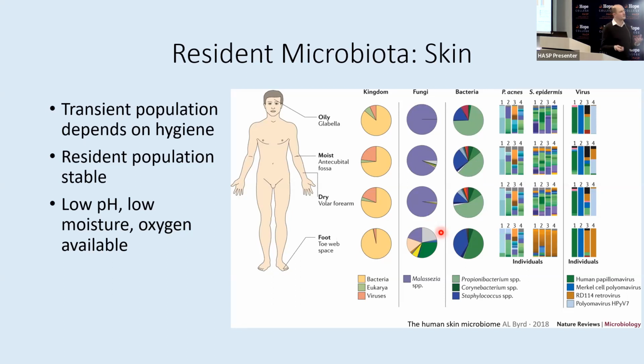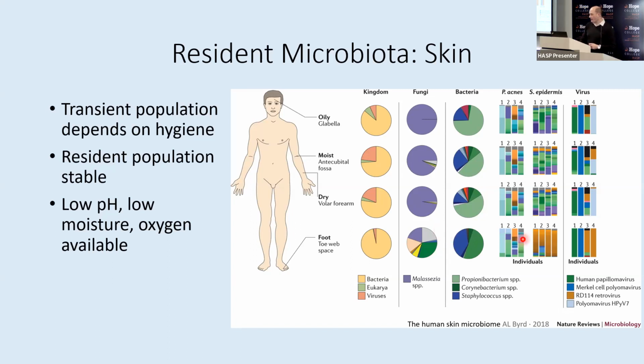And again, we've got a difference in condition. It's a bit warmer, it's a bit wetter. We've got some other microbes growing there. And if we think about a fungus that's growing on the feet, we can think about the cause of athlete's foot as an example. So again, it's not all about bacteria. There are some interesting fungi out there as well.